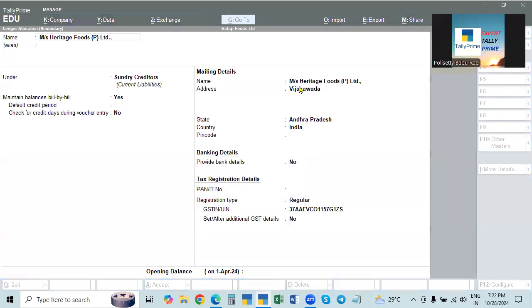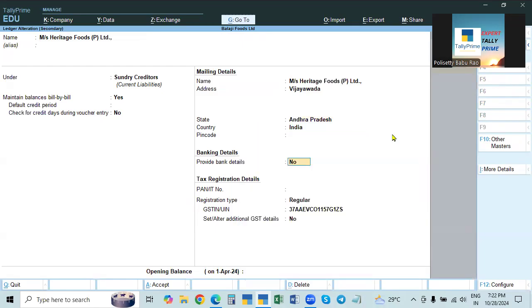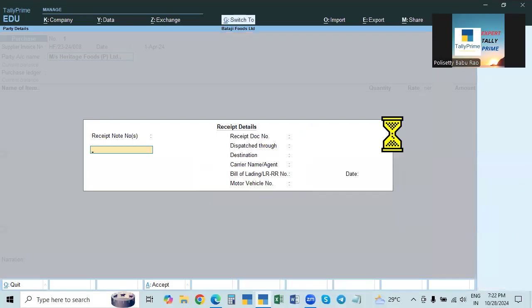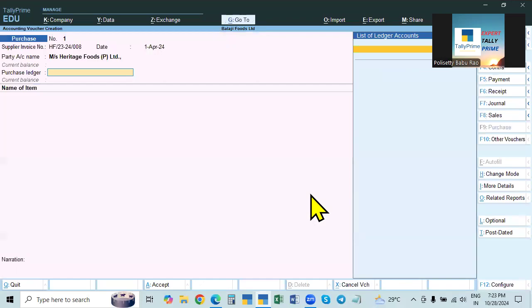And then here you enter the address. State, don't forget. You must be careful with the state. This is Vijayawada, that is Andhra Pradesh, and they have to give the Andhra Pradesh number. Accept. All the details are shown here.